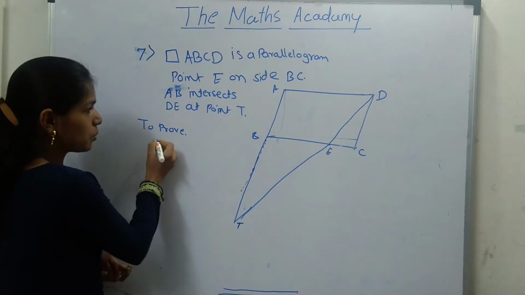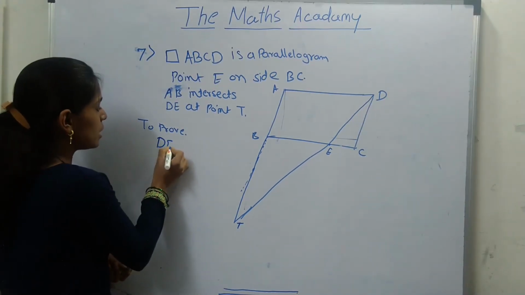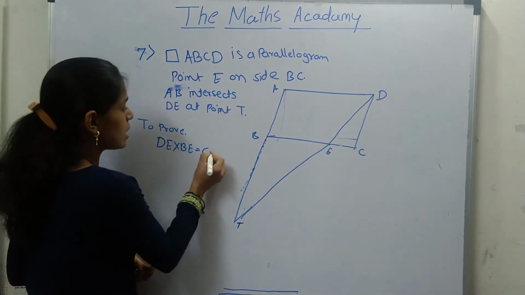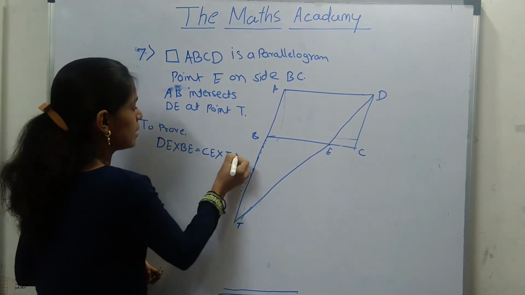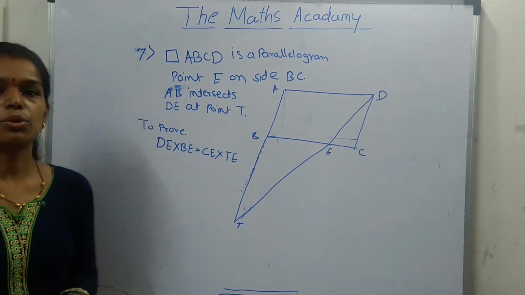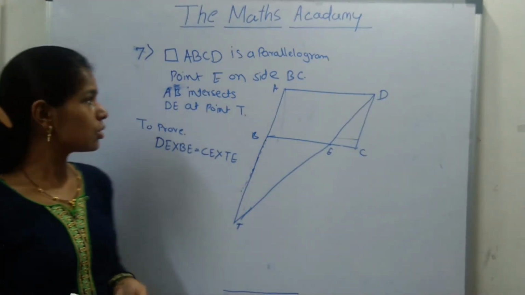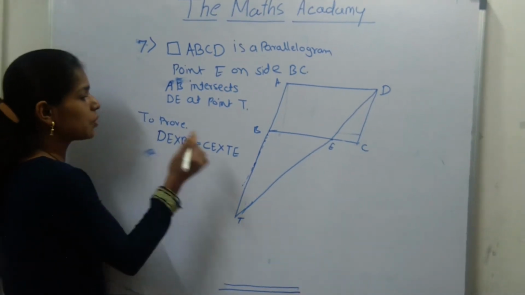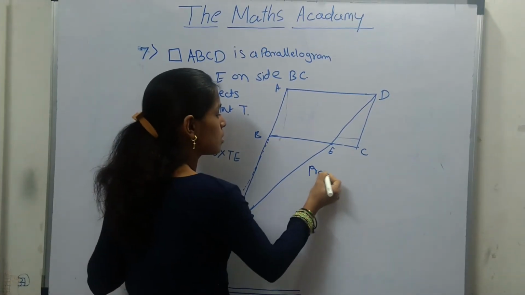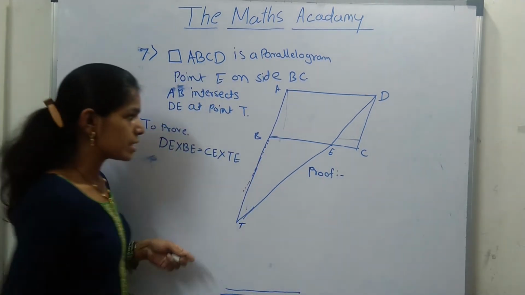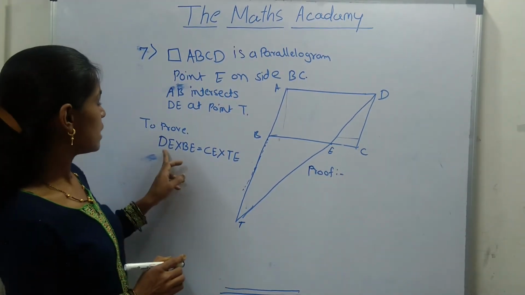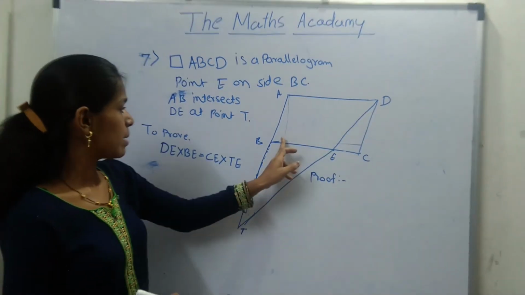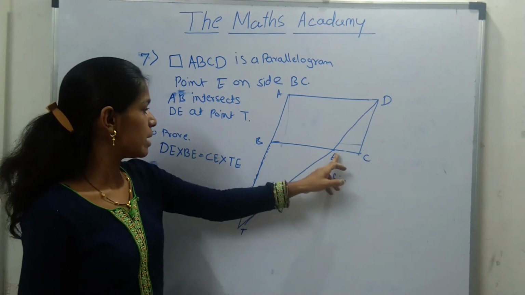Now what we have to prove? We have to prove here DE multiplied by BE is equal to CE multiplied by TE. This is the result that we have to prove. Okay, so let's go towards the proof part. Now how will you prove this? For proving this result, what we have to show here is DE multiplied by BE is equal to CE multiplied by TE.